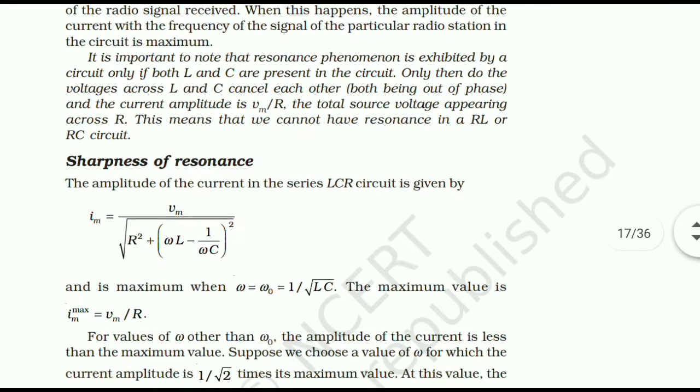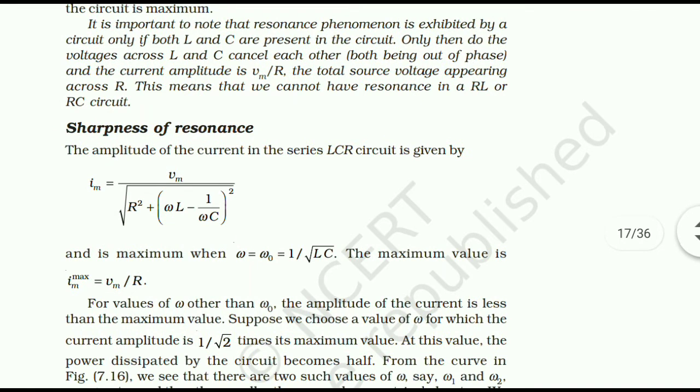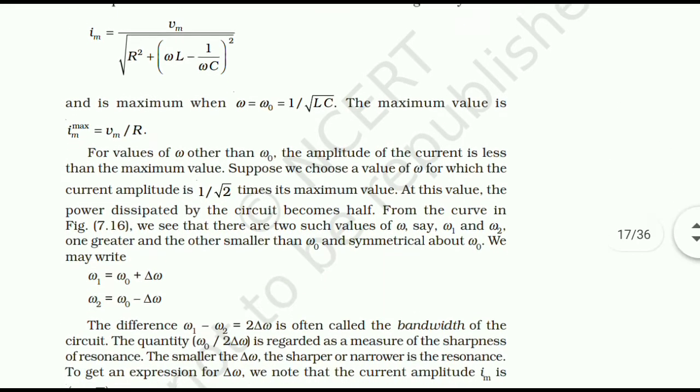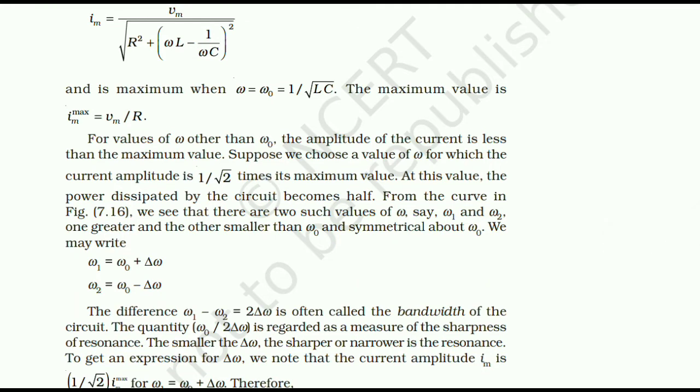Sharpness of resonance. The amplitude of the current in the series LCR circuit is given by Im equals Vm upon under root R square plus (omega L minus 1 upon omega C) whole square, and is maximum when omega is equal to omega naught, which is equal to 1 upon under root LC. The maximum value is Im max equal to Vm upon R.